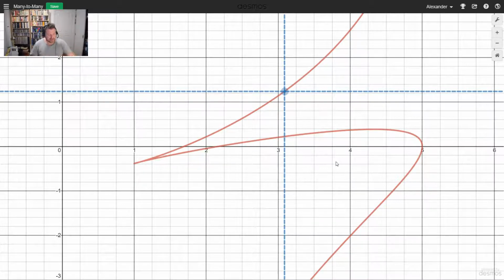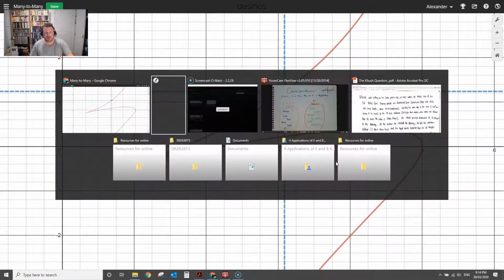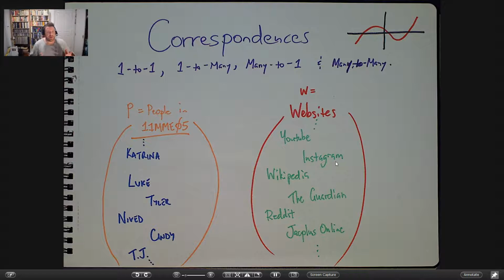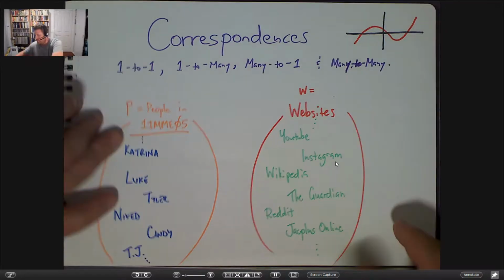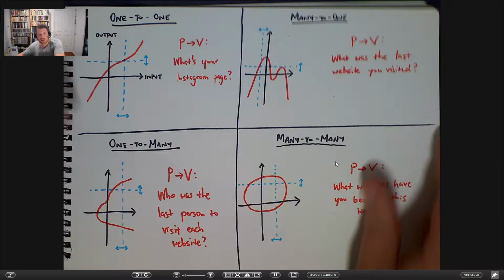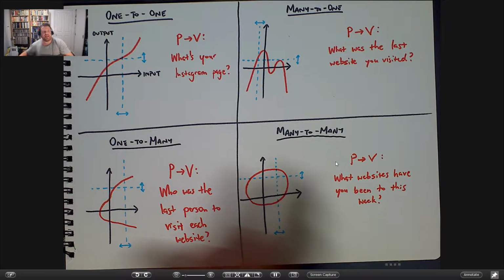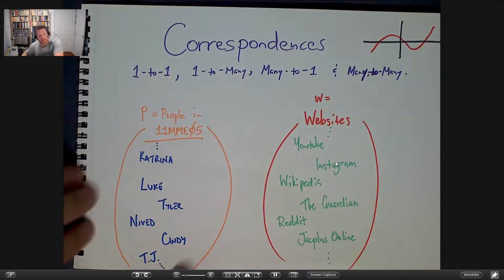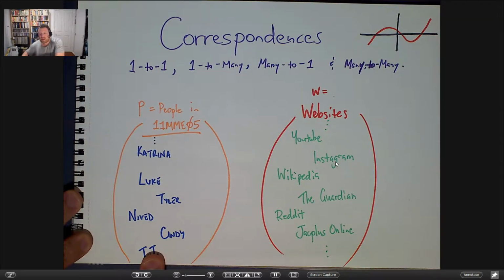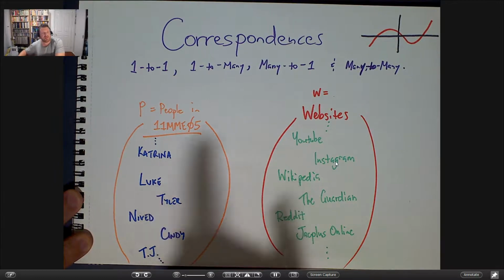Alright, let's go back and have a look at the slightly more abstract case as well, and then we'll make a little summary page. Okay, so, oh look, I already made the summary page. So what would it mean in the context of these abstract sets? Let me remind you what they are. It was the people in my methods class and a bunch of websites. Those are my two sets.